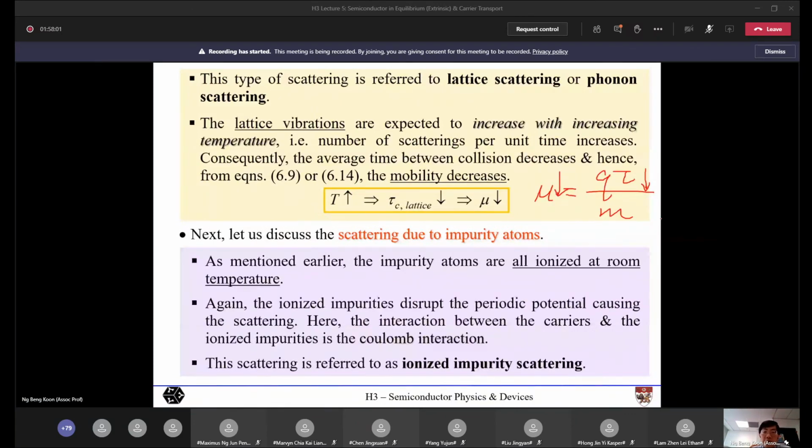Now, what about the case of scattering due to impurity atoms? In such a process, it's due to the ionized impurity atoms. We call this ionized impurity scattering. The presence of these ionized impurity atoms in the lattice sites will cause this collision process, or the scattering process. So we call this ionized impurity scattering.